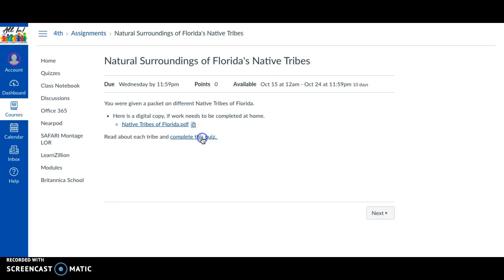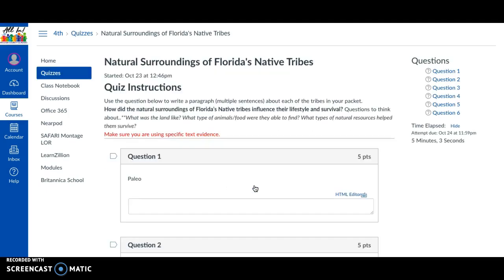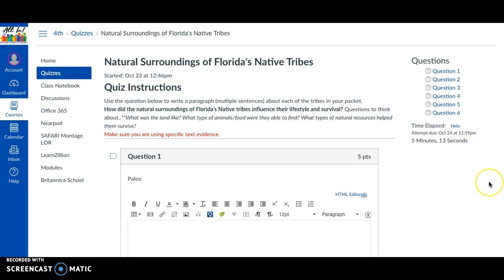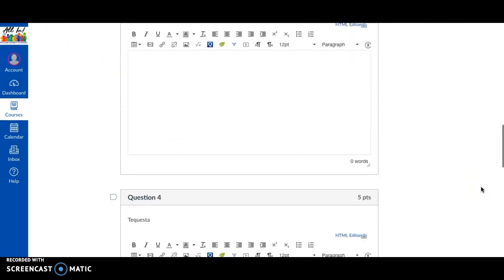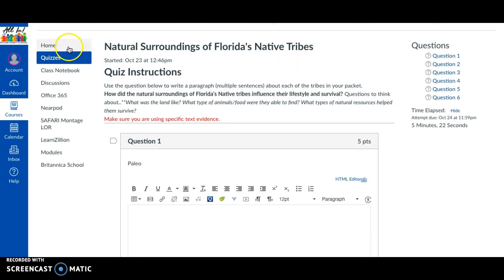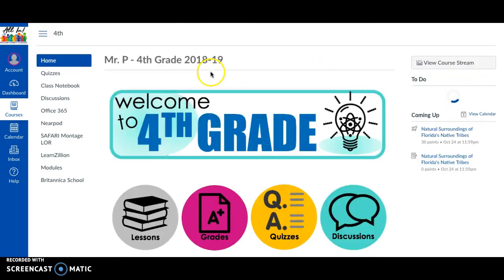So then we complete the quiz, and when we complete the quiz, this is the question we have to answer. How did the native surroundings of Florida's native tribes influence their lifestyle and survival? We have to answer that question on every single question and on every single tribe. And then last week's was the Challenger Space Shuttle.